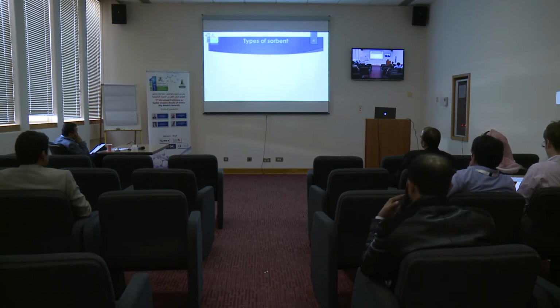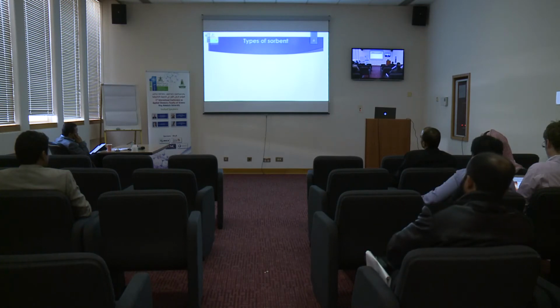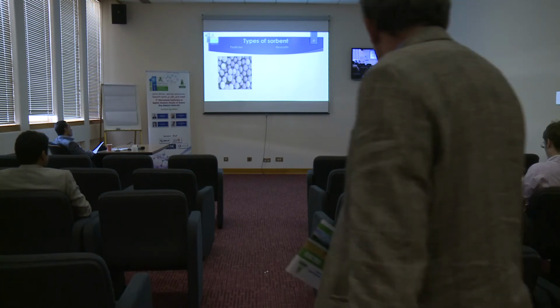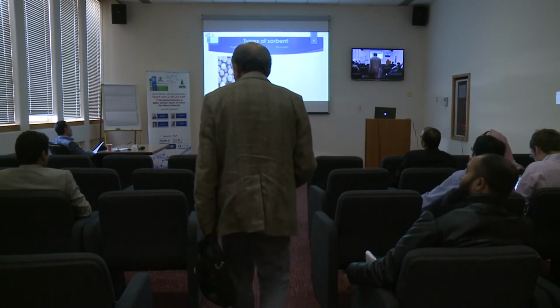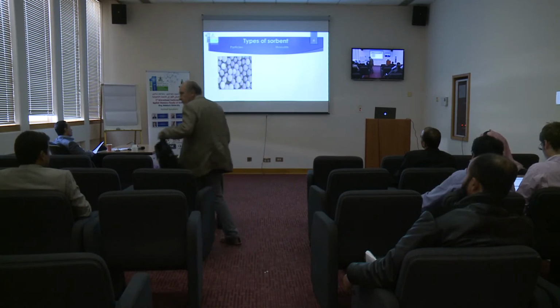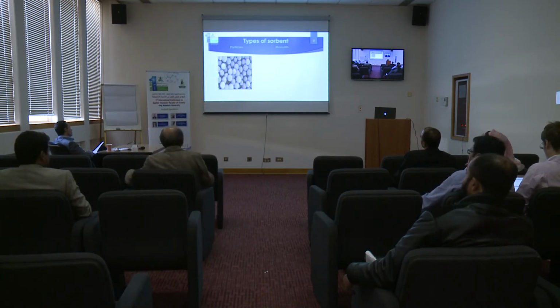Now I'd like to talk about the types of sorbent. We have different types of sorbent. We have particles and we have monolith. Let's start talking about particles. The main advantage of particles is the high surface area. So the important thing if you want to use a sorbent is that the sorbent should have a high surface area.